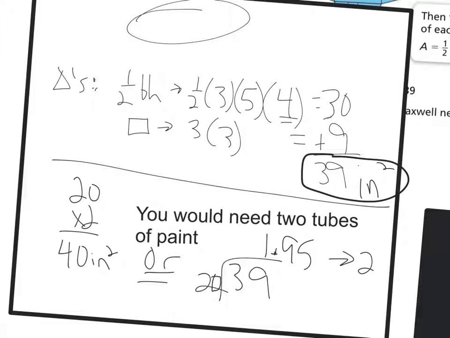The other option you could look at, like I did over here on the side, you could say, well, 20 is for one tube. If we had 2 tubes, that would cover 40. That's more than 39, so 2 tubes would be enough.